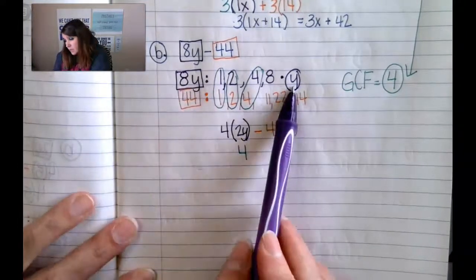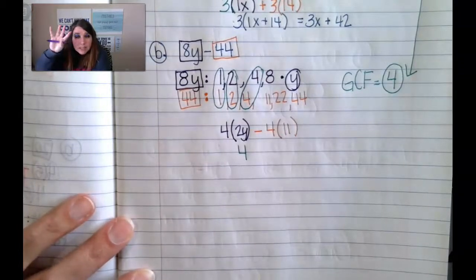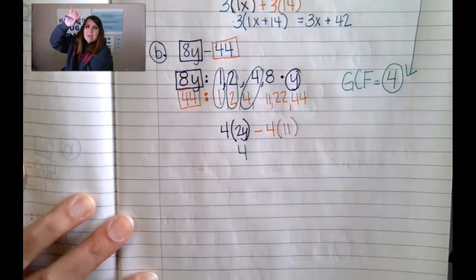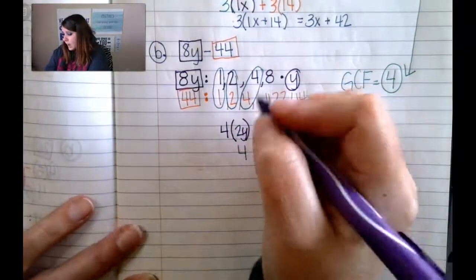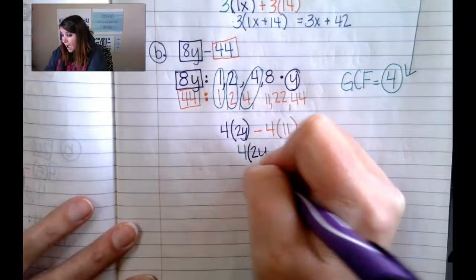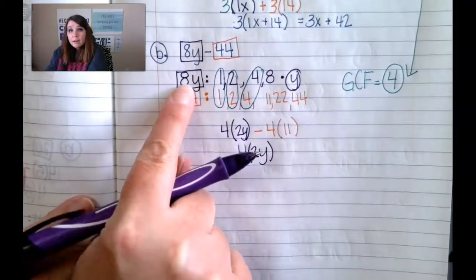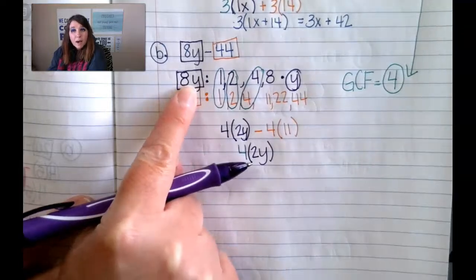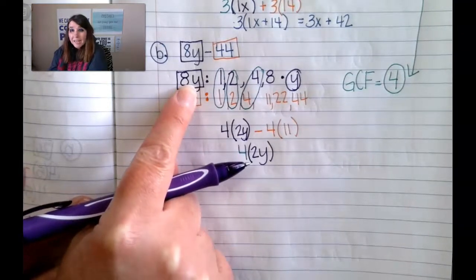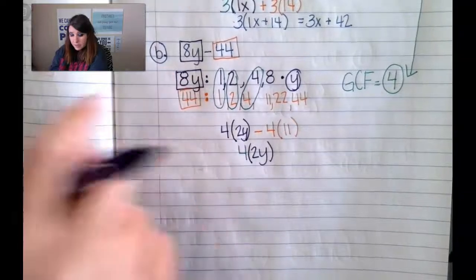So maybe we need to start circling that out there so we see it and it stands out to us like a blinking neon light. Don't forget about me. Okay, so now we're going to say 4 times 2y gives us 8y. I knew I missed my y because when I checked it, I didn't have 8y. They weren't equivalent, but now they're equivalent.